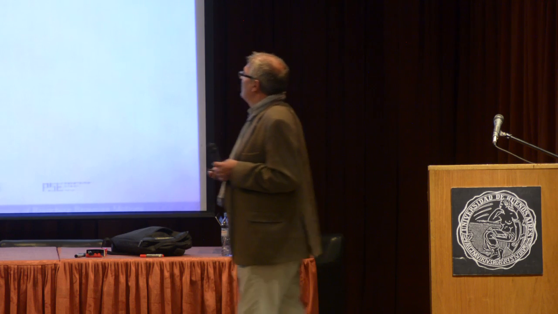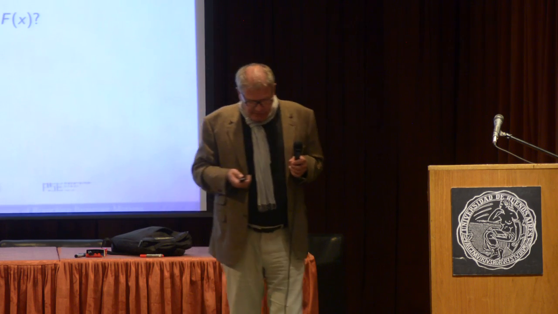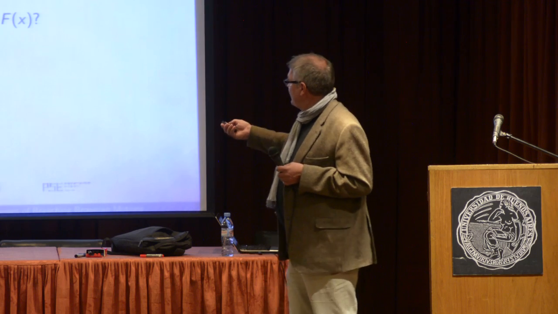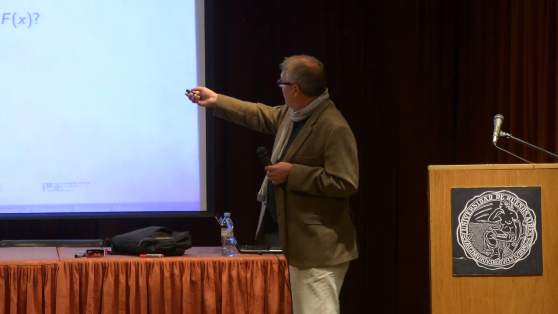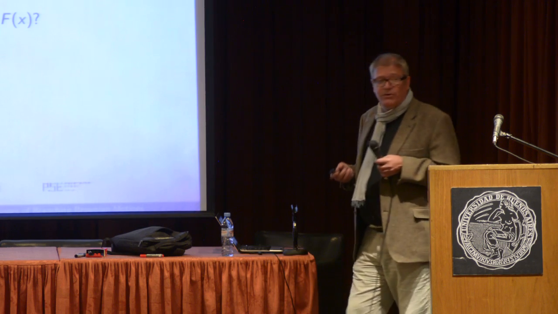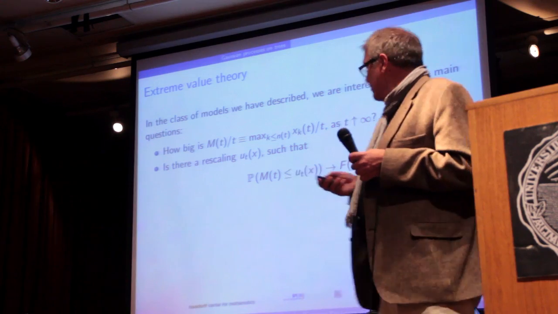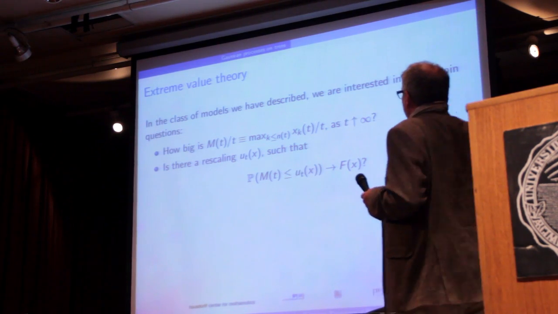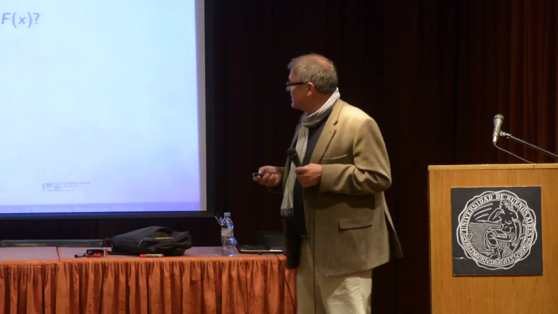That gives the rough idea of how large the maxima of these processes are. Then you can ask a more subtle question: is there a rescaling, a function u_t of x, such that the probability that M_t is less than u_t of x converges to some nice function? This is also a classical question. So, is there an extremal distribution, i.e. does the rescaled maximum have some nice distribution?